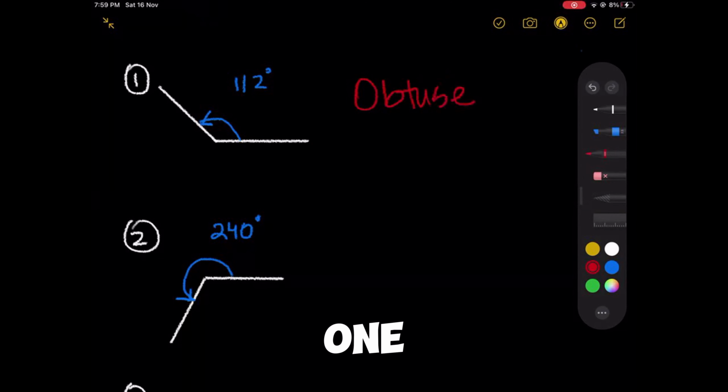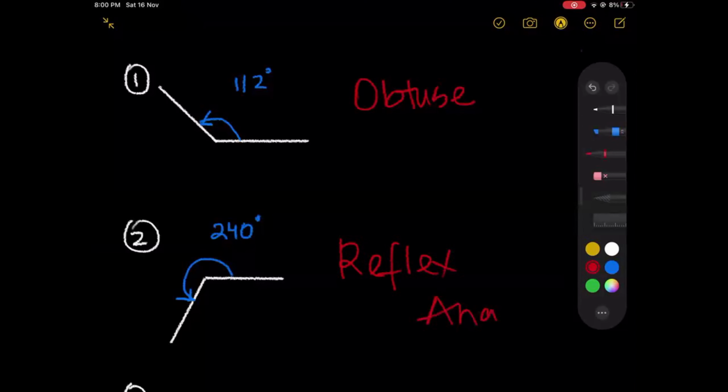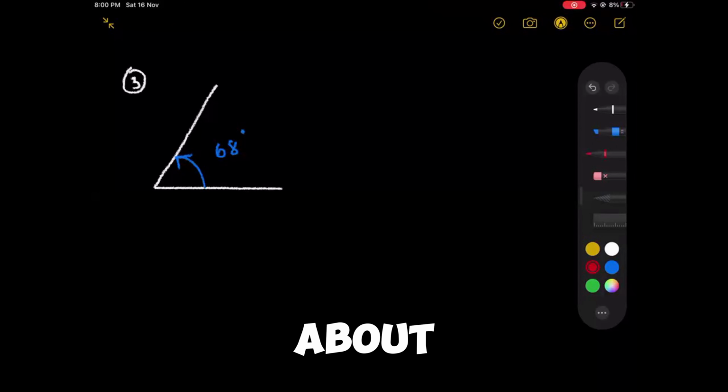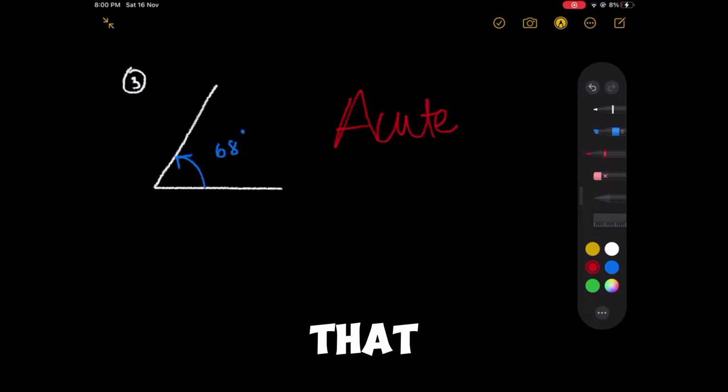What about the second one? So the second one is greater than 180, but less than 360, which we know is called a reflex angle. What about the last one? This is called an acute angle. And why is that? Because we can see that this angle is less than 90 degrees.